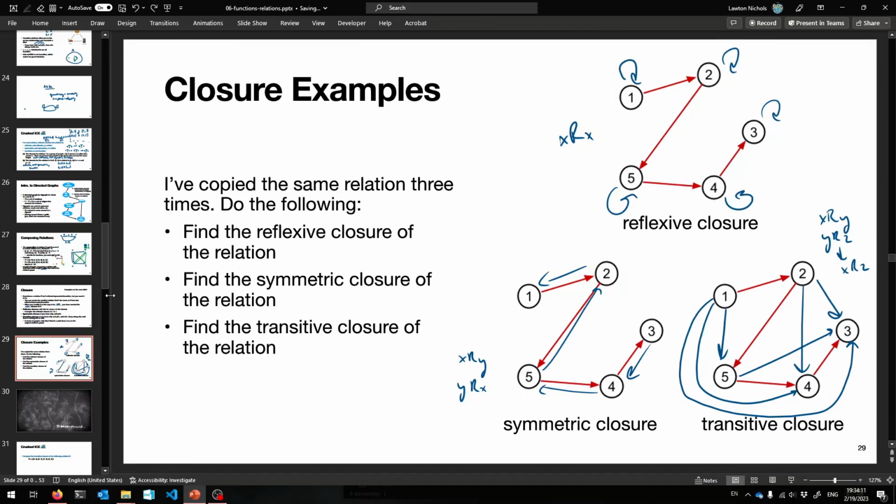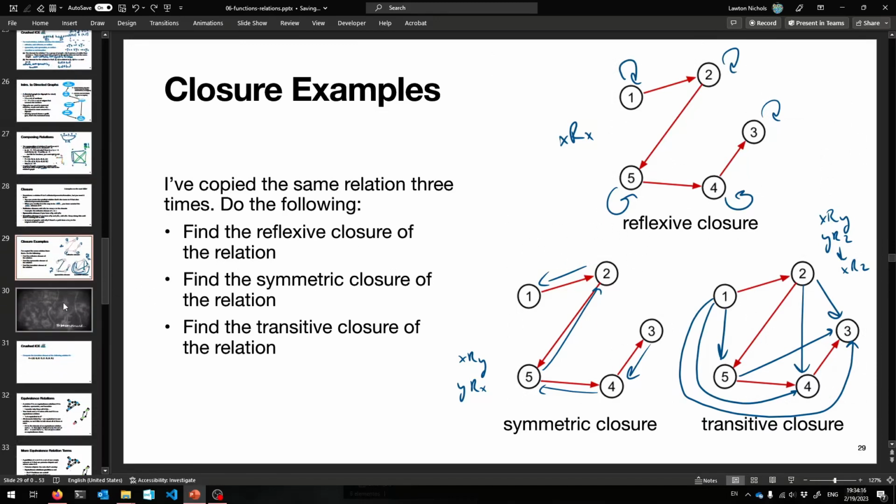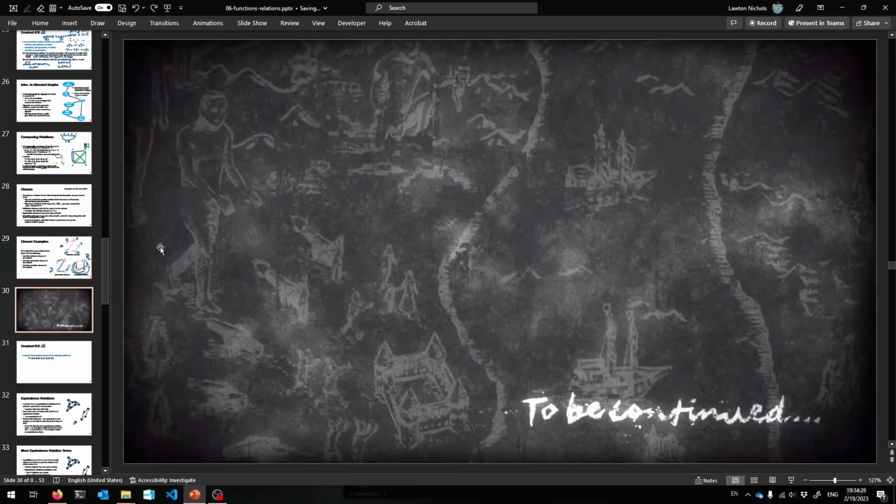Okay, so that's closure. We'll learn a bit later why reflexivity, symmetry, and transitivity are a great idea to have, and so it's useful to want to make these. Just take my word for it for now. That's where I want to stop for the day, though.